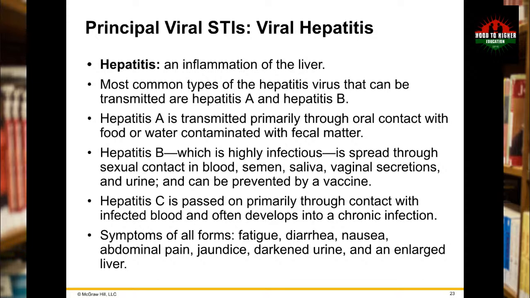So principal viral STIs or viral hepatitis. Hepatitis is the inflammation of the liver, right? The most common types of hepatitis virus that can be transmitted are hepatitis A and B. Hepatitis A is transmitted primarily through oral contact with food or water contaminated with fecal matter. Hepatitis B, which is highly infectious, is spread through sexual contact in blood, semen, saliva, vaginal secretions, and urine, and can be prevented by a vaccine. Hepatitis C is passed on primarily through contact with infected blood and often develops into a chronic infection. Symptoms of all forms: fatigue, diarrhea, nausea, abdominal pain, jaundice, darkened urine, and an enlarged liver.